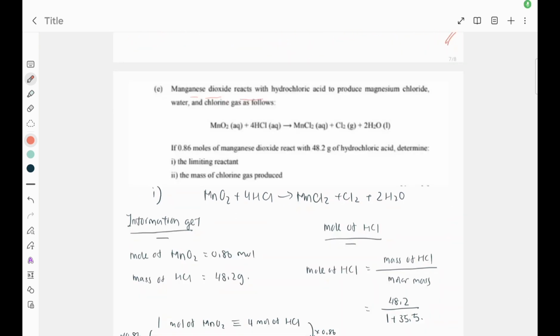Okay, so for part E, we have the information of manganese dioxide reacting with hydrochloric acid to produce manganese chloride, water and also chlorine gas. So it gives us this equation, which is one of our important information. So we have 0.86 mole of manganese dioxide reacting with 48.2 gram of hydrochloric acid.